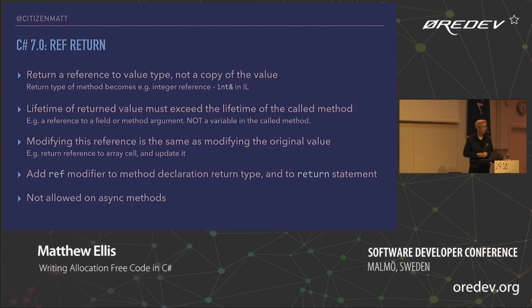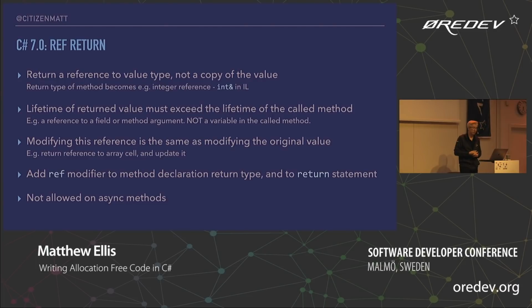That introduces a constraint. The lifetime of the returned value must exceed the lifetime of the called method. So I can't return a local variable of the called method, because it lives on the stack, but the method has just cleaned up the stack, and so it's gone. And I can't have a reference to something that's just gone. So it's got to be something which lasts longer. This would be a field or a method argument, because if it got passed in, it must exist outside the lifetime of that method. And so we have to use that.